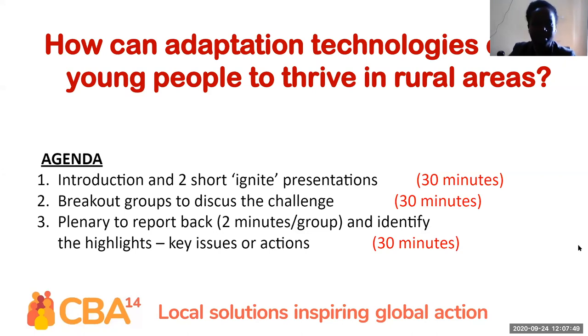So basically, that is what we are looking for. Broadly, we are discussing how adaptation technologies can enable young people, highlighting those particular technologies that work for them, and how we can also interest them, and the opportunities that have been created by COVID-19. That will be elaborated in the two Ignite presentations.